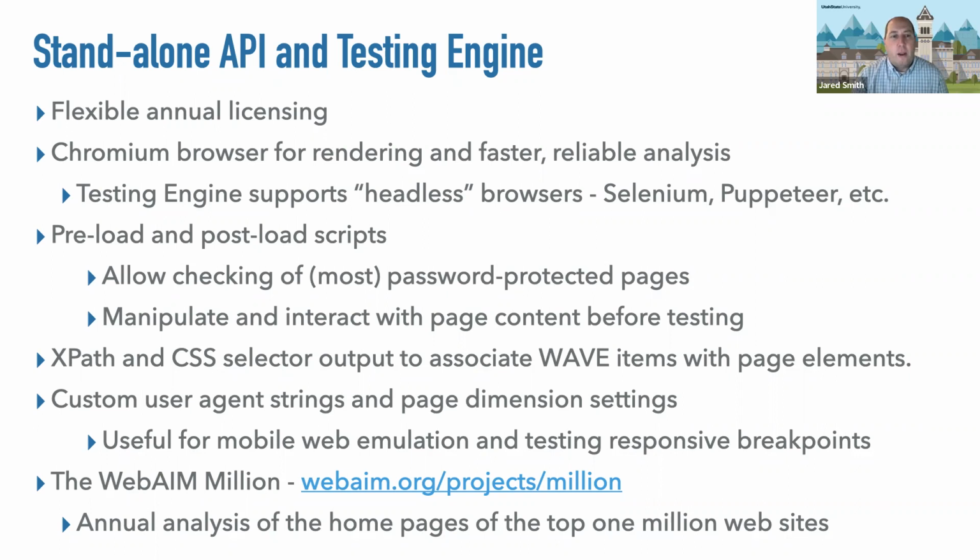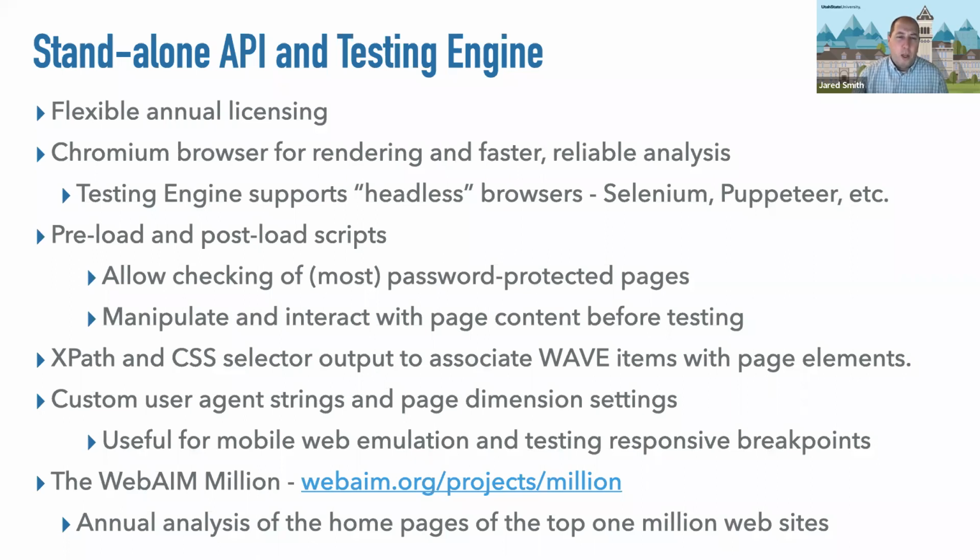We use the Wave API in our WebAIM Million analysis. This is a research project that we do where we publish accessibility data on the home pages for the top 1 million websites. So that's something that we do once a year. And if you want to get a snapshot of how accessibility is generally on the web, the WebAIM Million is a great resource for that.